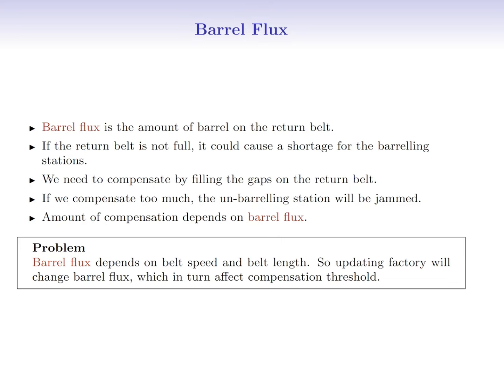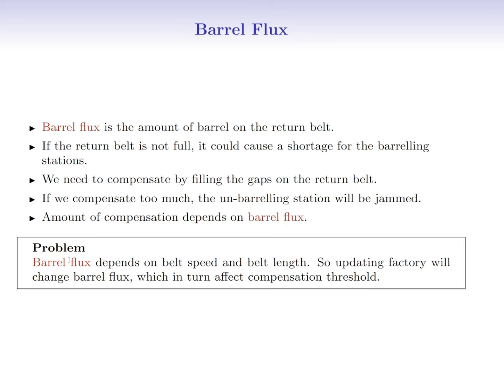While you wait for the empty barrels to return, you would like to provide the barreling station with empty barrels to compensate for this gap, this waiting. Now, if you compensate too much, then the unbarreling station might be jammed because now you have too many empty barrels. So the amount of compensation is usually calculated using the barrel flux.